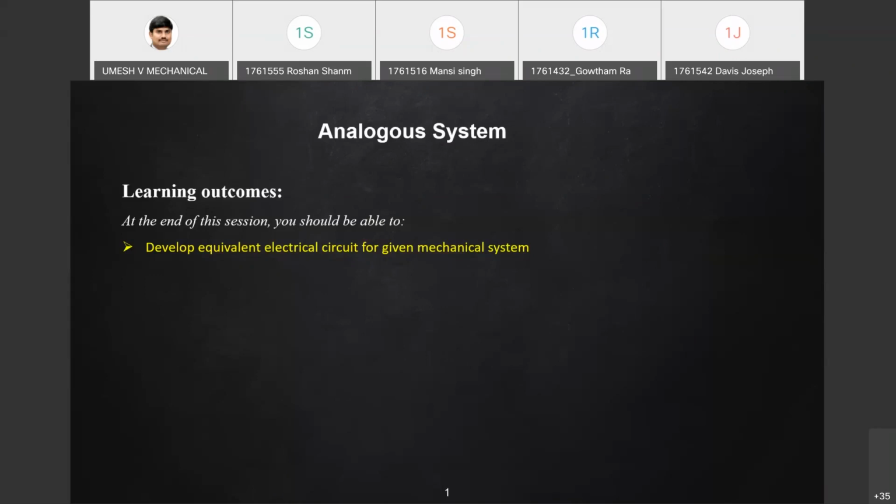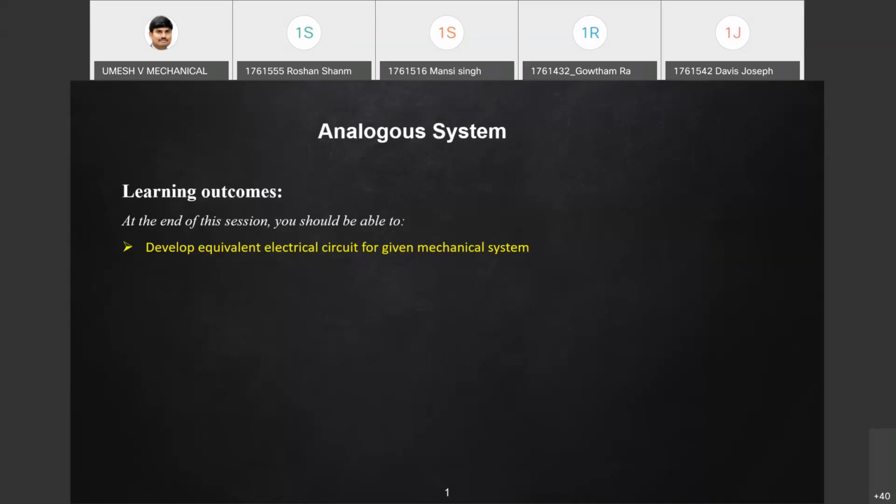So let us start today's session, which is called analogous systems. At the end of the session, you will be able to write the equivalent electric circuit for a given mechanical system. First of all, let us understand what an analogous system is. For example, you design one control system and you want to make a prototype. Before making any final product, you have to make a prototype.